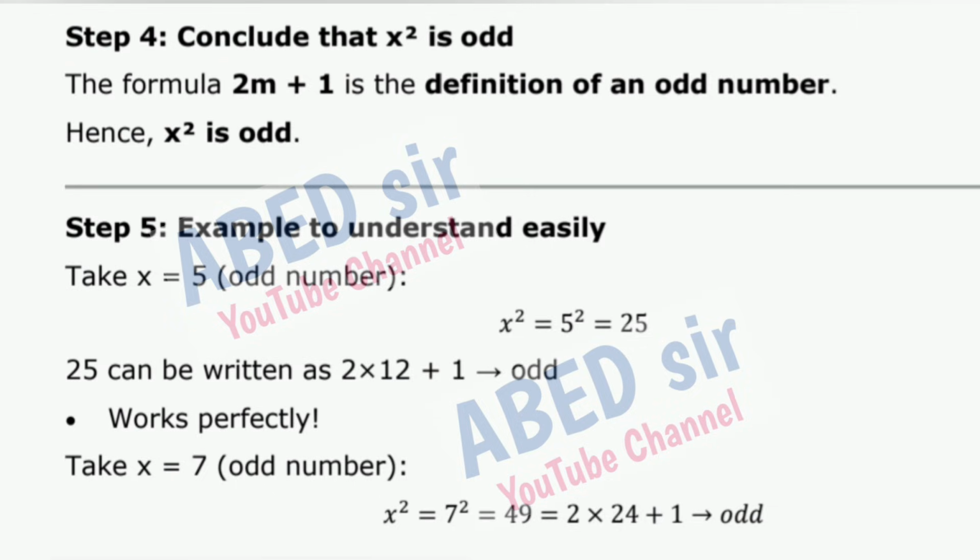25 can be written as 2 times 12 plus 1, odd. Works perfectly. Take x equal to 7, an odd number. x squared is equal to 7 squared, which is 49, equal to 2 times 24 plus 1, odd.